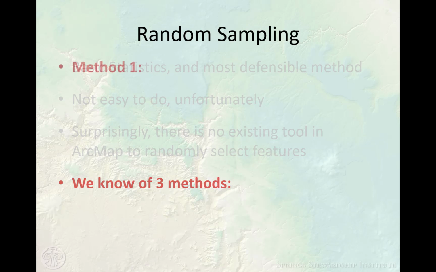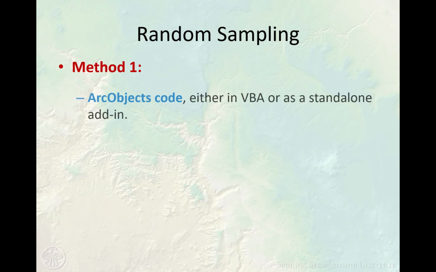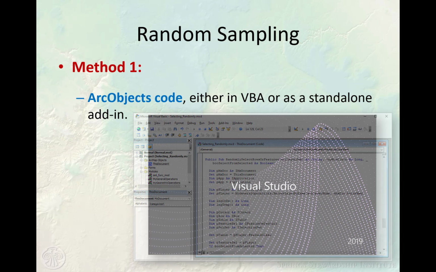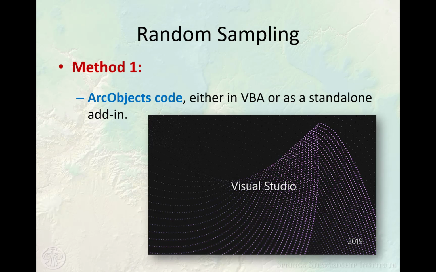So the first method, you can randomly select using custom ArcObjects code. You can do this either in the VBA window, or you can also create custom add-ons using Visual Basic or C++ with the .NET languages in Visual Studio. Now, VBA, by the way, stands for Visual Basic for Applications, and it's an optional installation with ArcMap. It's free. And you might have seen VBA in Microsoft Word or Excel or Access. It's also available in those products. And that's the method we use.